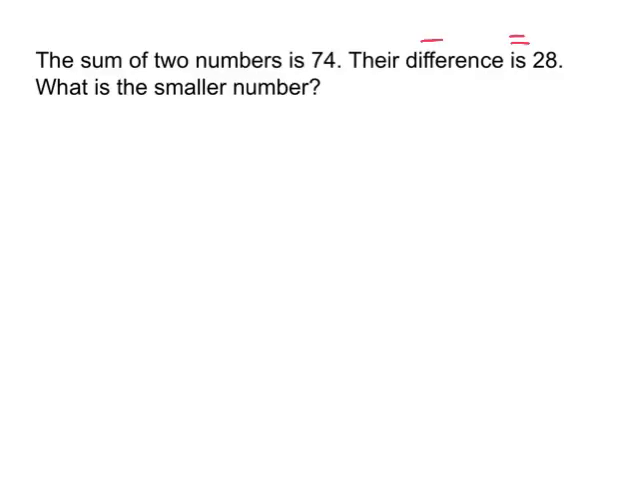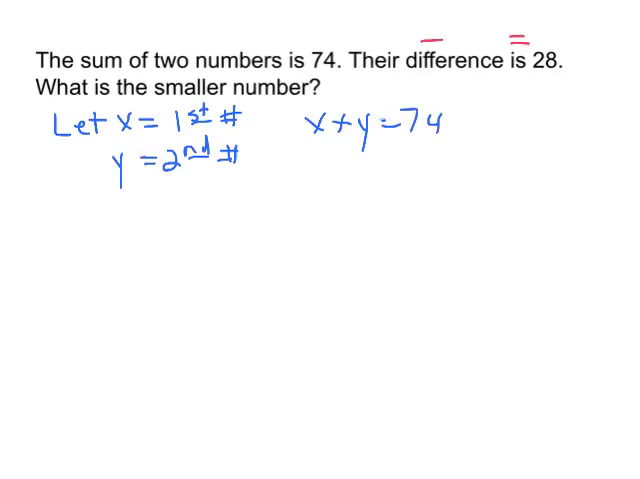Well, we're going to need a let statement. Since there are two numbers involved, we can let x equal the first number and y equal the second number. You could label them larger and smaller if you want. And then we're going to write the two equations. The sum would be x plus y is equal to 74. And the difference, depending on which one's the larger and which one's the smaller, it's really irrelevant right now. x minus y is equal to 28.